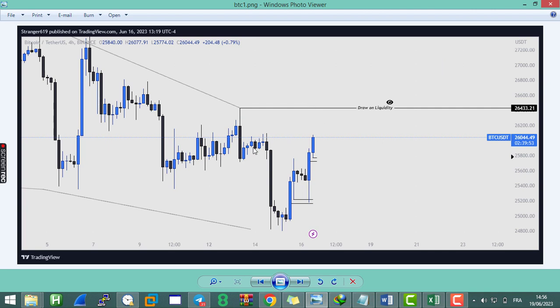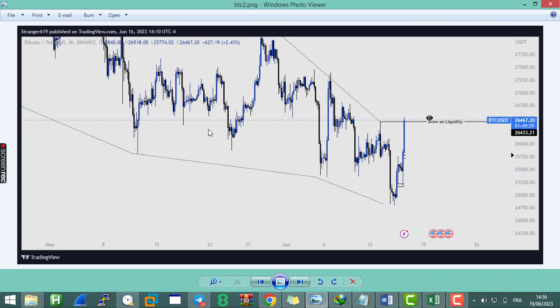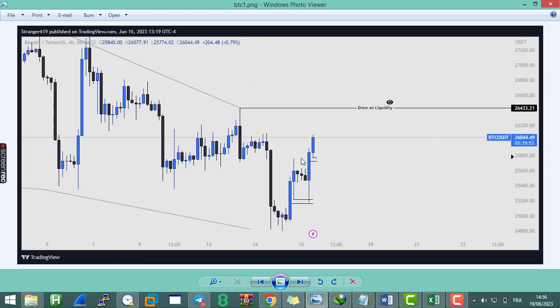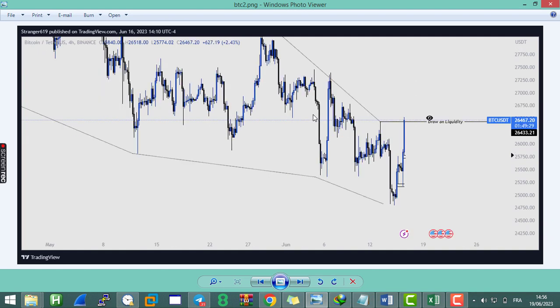We are basically creating low resistance liquidity on the opposite side, and we have a high resistance here. You can see that we run through these old lows from here and then reject, and as you can see, the market exploded to the upside.